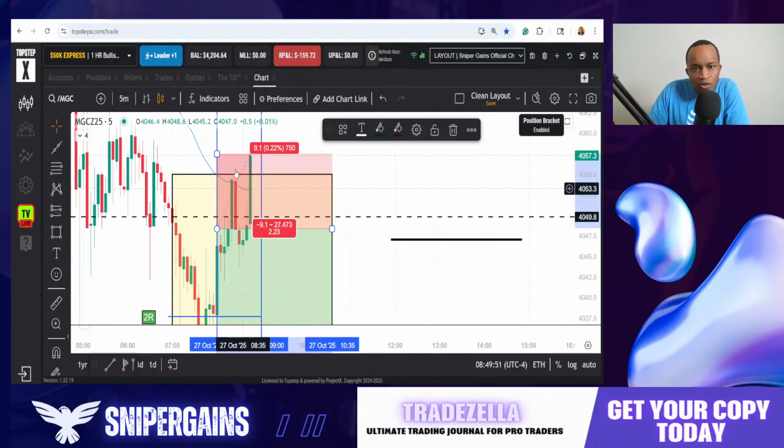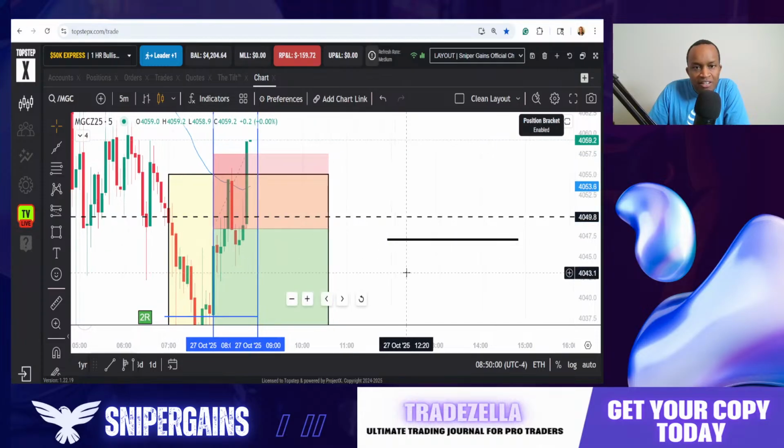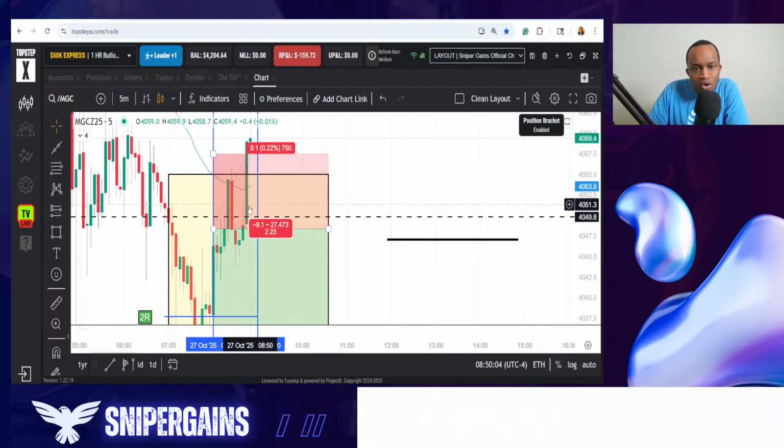Because the odds are that it will most likely close above this box, and at that point we don't have a valid CRT setup that we can take advantage of, because it would take a lot of bearish momentum to drive price all the way down here.